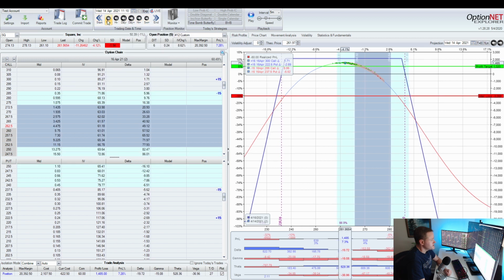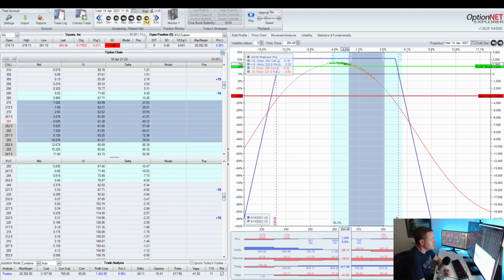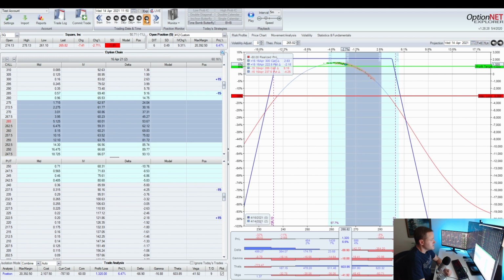So it was there for just a moment here. At 11:10 in the morning on that day, Square was trading at $261.96, and the spread is up to about $1,485. So we're getting pretty darn close to the most profit we could see this day. Let's advance the time a little bit more, see if we can get to 260 on Square here.